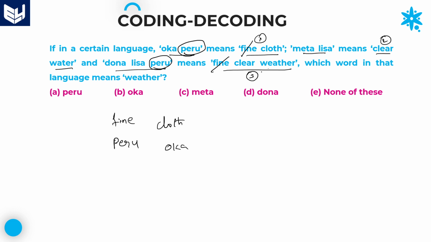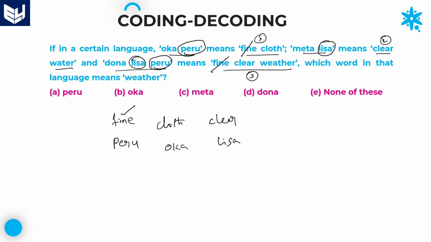And after that, clear. Clear is there in the second one as well as the third one. Second and third, common code. What is the common code? Once check it out. METALISA. Here, LISA is common. Therefore, clear is equal to LISA.